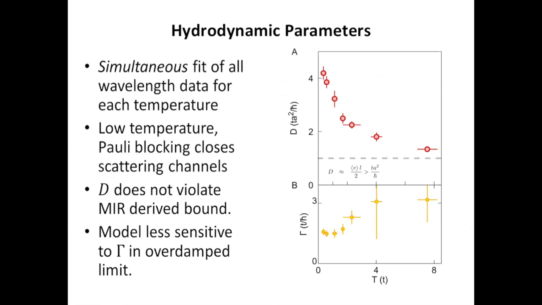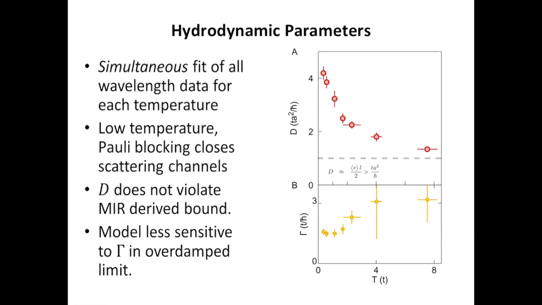So now the interesting thing to do here, and what we've done, is we can study how these things, gamma and D, depend on temperature. And what you see here is the diffusivity goes up as you lower the temperature, and the current relaxation rate goes down, as you might expect, because as you lower the temperature, the Pauli blocking will start to close scattering channels, and so the diffusivity is enhanced.